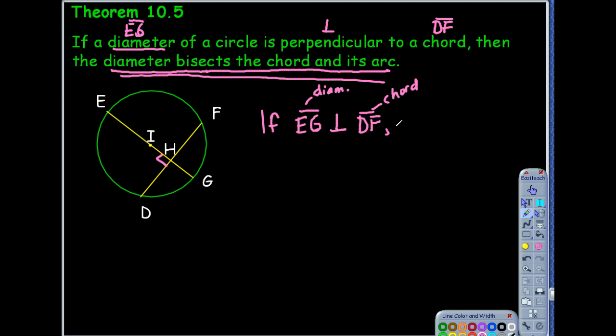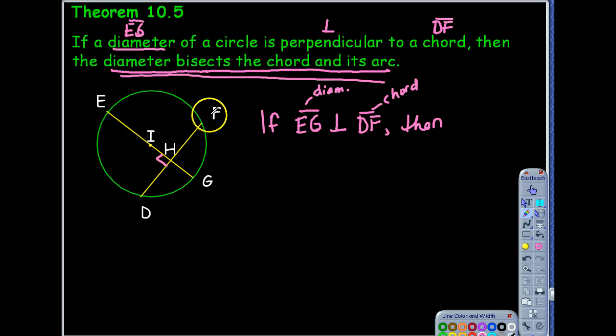Now, could it be perpendicular to another diameter? Yeah, because the diameter is a chord, okay? So just make sure that you know which one for sure is the diameter. So keep that in mind. Then the diameter is bisecting the chord and its arc. So let's think about what that essentially means. So this is going to bisect the chord. So what is that going to mean? It's that segment EG is cutting segment DF into two congruent pieces.